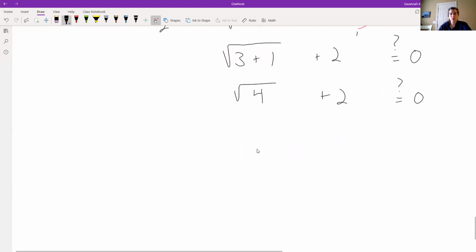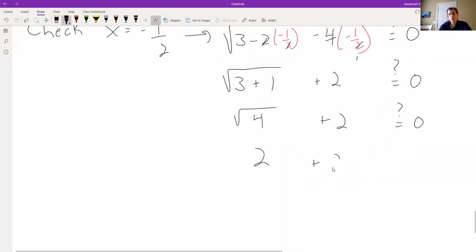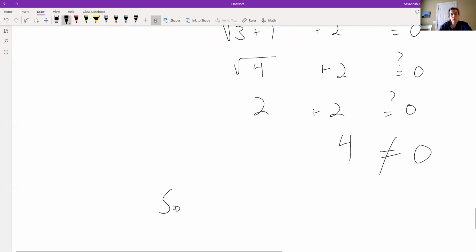Okay, so does 2 plus 2 equal 0? No. 4, and we can say very decisively, 4 does not equal 0. So x equals negative 1/2 is not a solution of our equation. It's only a solution of that upper level equation that we created by squaring both sides.